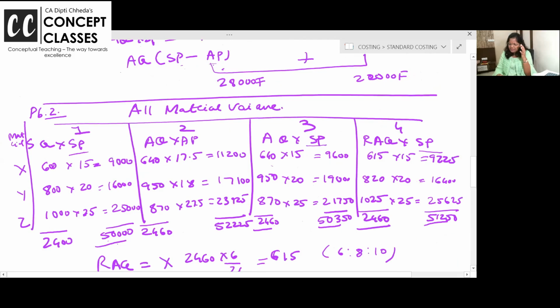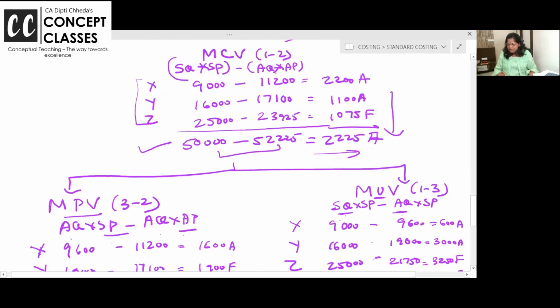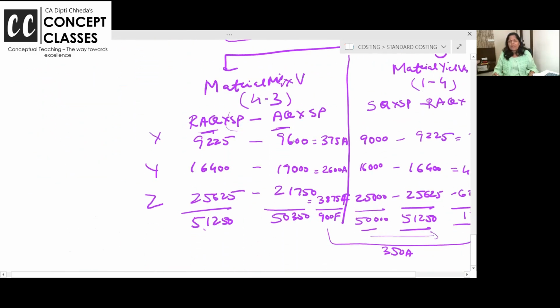I'll explain yield ratio here. 6:8:10. The last one is also 6:8:10, but this is 2400, this is 2460. So the difference between the first and fourth is like yield. The difference is only in yield, only in usage. And then what is 4 minus 3? Okay, you want to use 2460, but use it in the standard ratio, actual quantity. That's why we have done this as 4 minus 3.